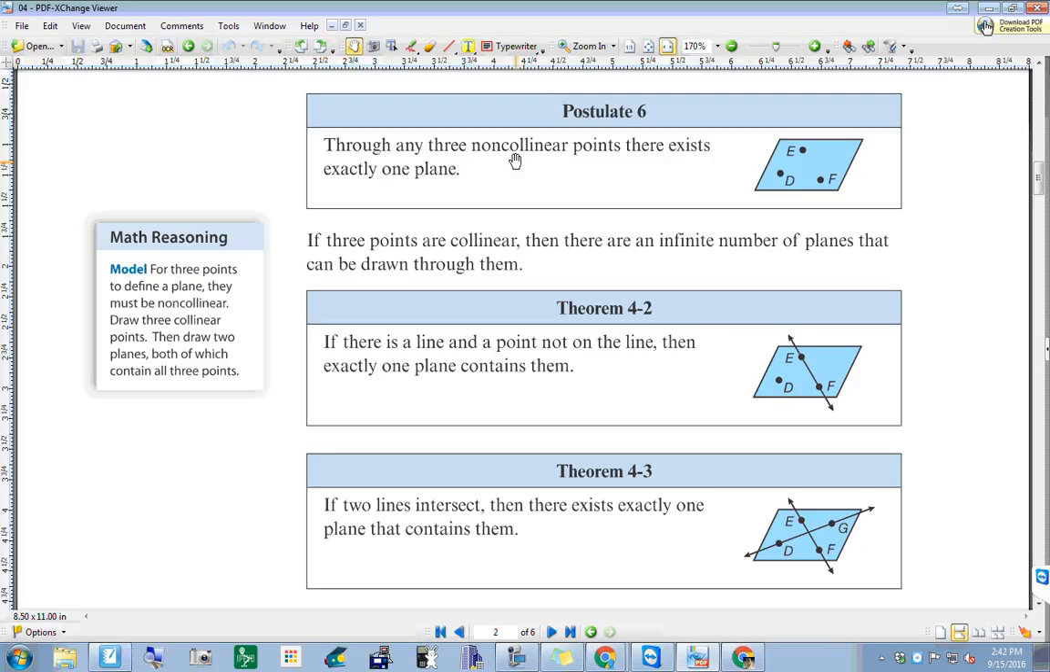So, if 2 lines intersect, then there exists exactly one plane that contains them. Look back at the ceiling again. If I take a look at the lines that are going across the room and the lines that are going the lengthwise of the room, so the line's going this way and the line's going that way. They only meet on the ceiling. That makes sense, right?